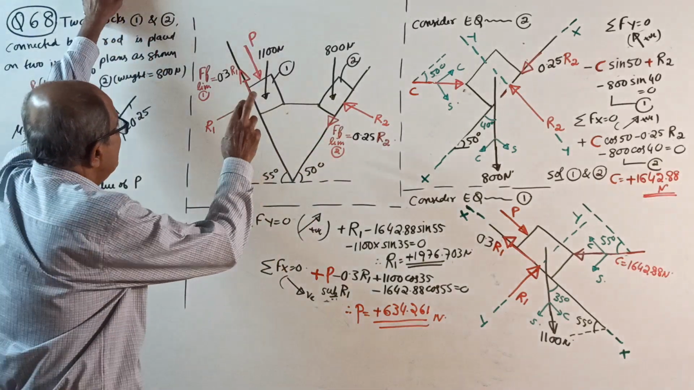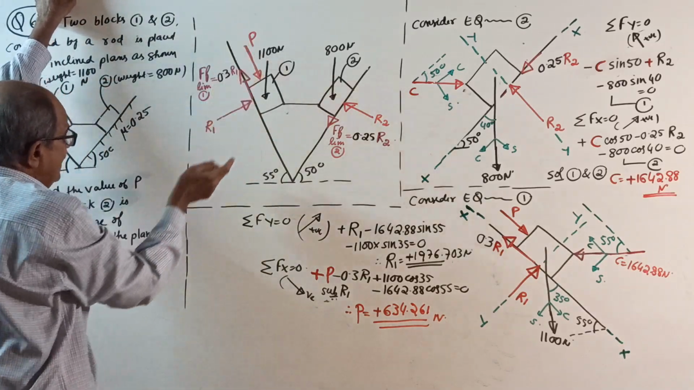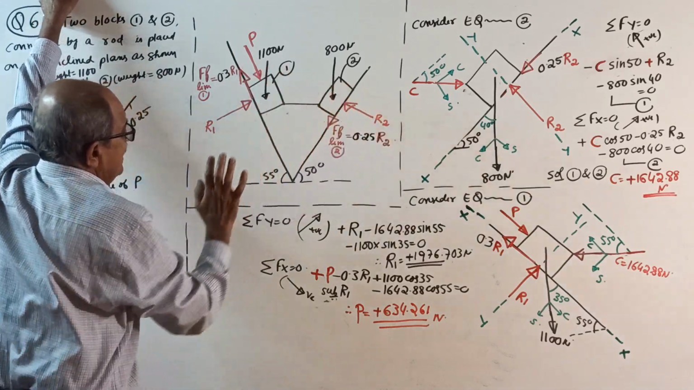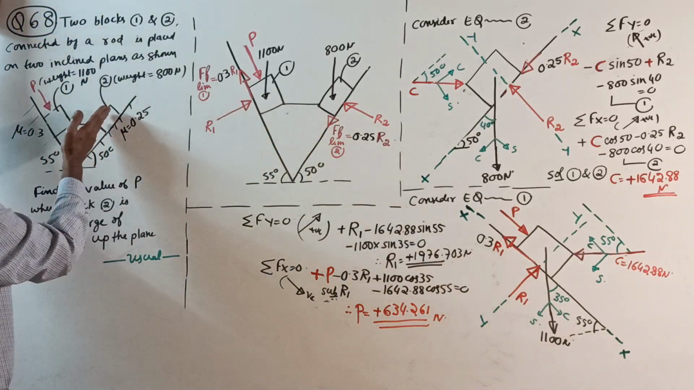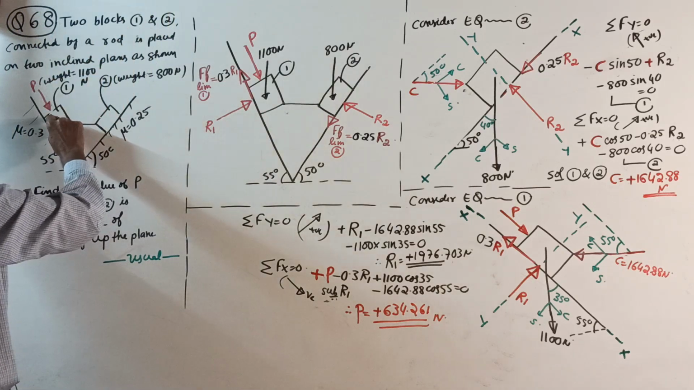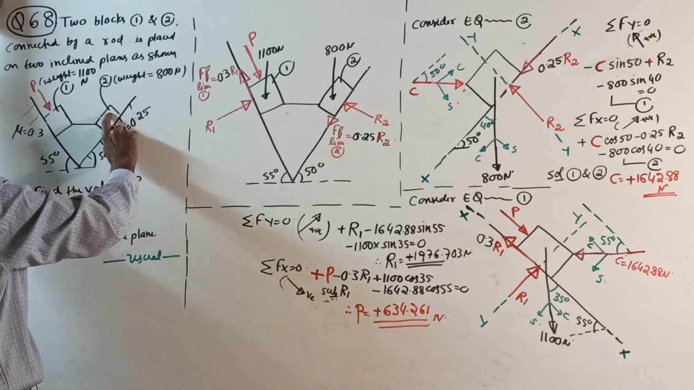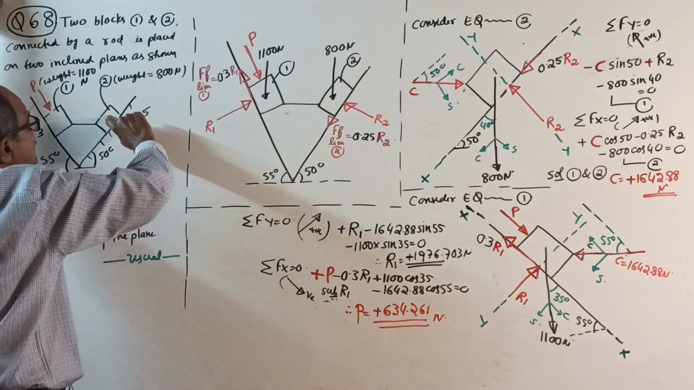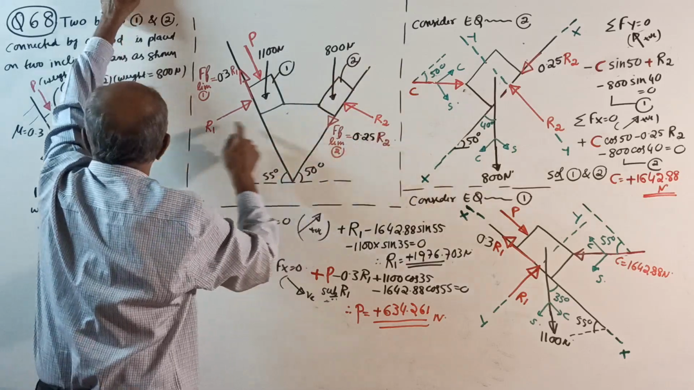Okay, start. Now, see, usual statement. Let P be required here. Let R1 be the normal reaction, R2 be the normal reaction. Then, see, block 2 is on the verge of moving up. We have to find P for block 2 on the verge of moving up. Block 2 on the verge of moving up means friction is down. How much? 0.25 into R2.